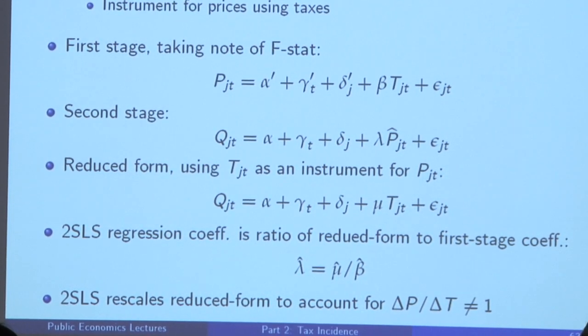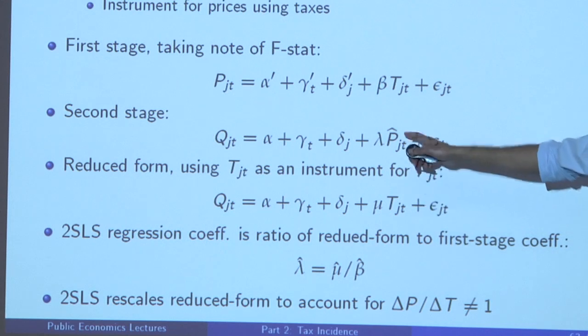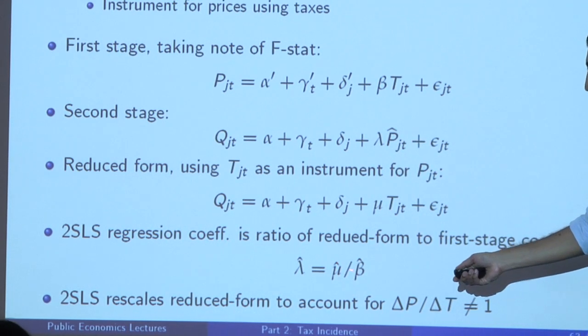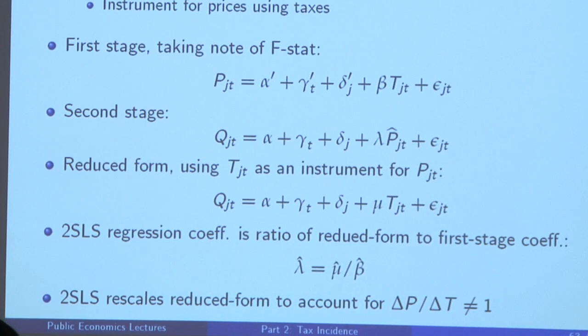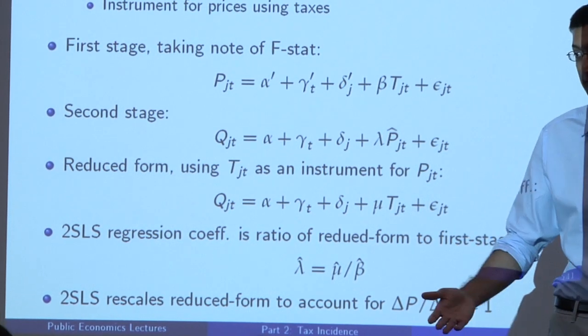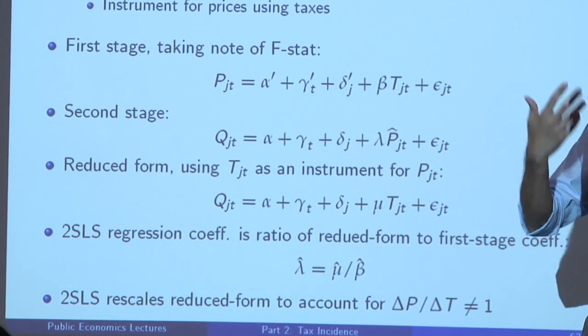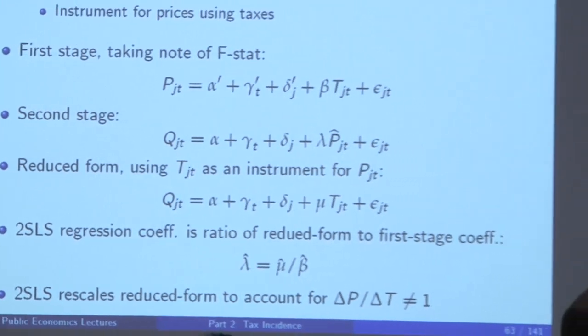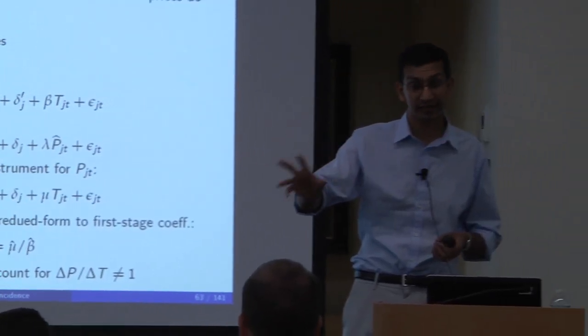All right, so two-stage least squares mathematically is the ratio of the reduced form coefficient here, mu, to the first stage coefficient beta. So you can show this mathematically. And so lambda hat, the second stage coefficient, is just mu hat divided by beta hat. So let's think about the intuition for that. I raise taxes by $1. Suppose the incidence is only 50%, so prices only go up by 50 cents. So suppose I see that you buy 2 units less of the good when I raise taxes by $1.